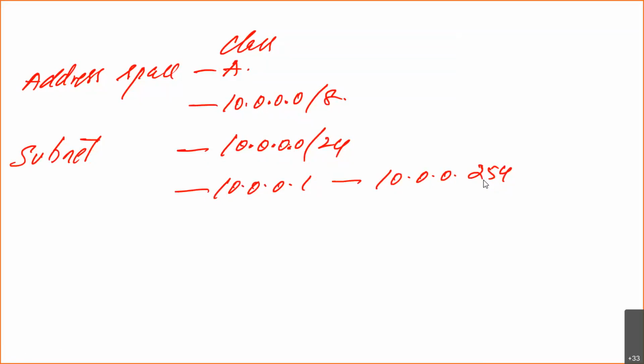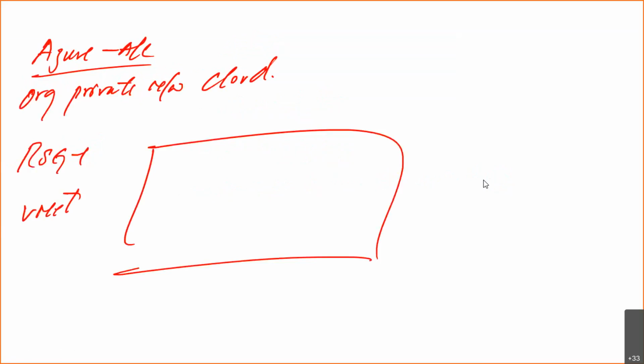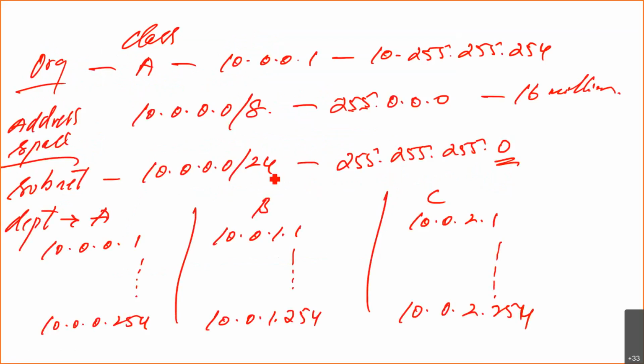Just now we have seen this. If I go for a subnet like this, one department can use 254 machines, the next department 2, and so on.